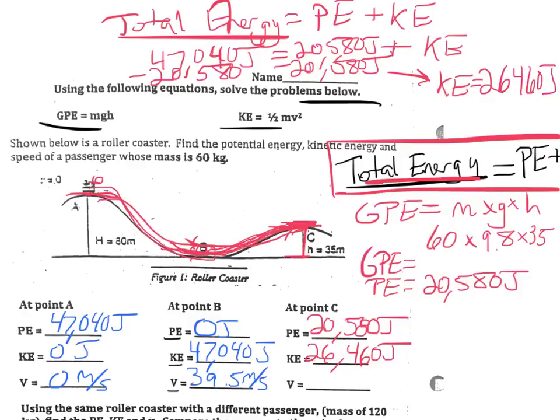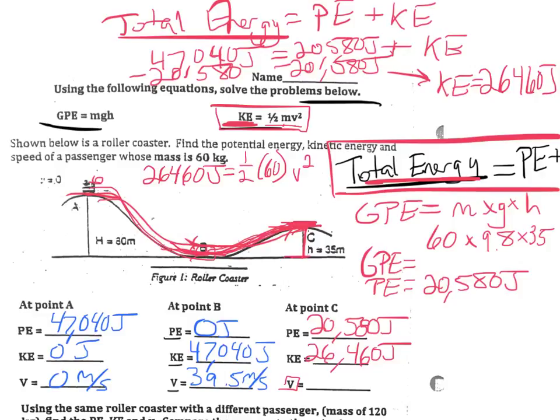Now it's asking me to calculate, okay, well, what's the velocity of that roller coaster at point C? And now comes again the beauty of that kinetic energy equation. I know the kinetic energy, and I know what makes kinetic energy. It's 1/2 times the mass of that object times its velocity squared. So I fill it in the equation. I say, well, I know that there's 26,460 joules at point C. That's how much energy it has, and that's got to be equal to 1/2 times the mass, and our mass was 60 kilograms, times the velocity squared.